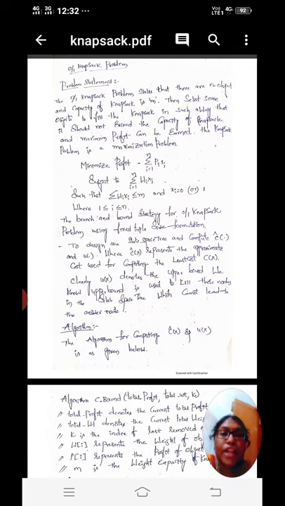The branch and bound strategy for the 0/1 knapsack problem using fixed tuple size formulation. Coming to the concept of the 0/1 knapsack problem, here we use the fixed tuple size formulation. What is the meaning of the fixed tuple size formulation?